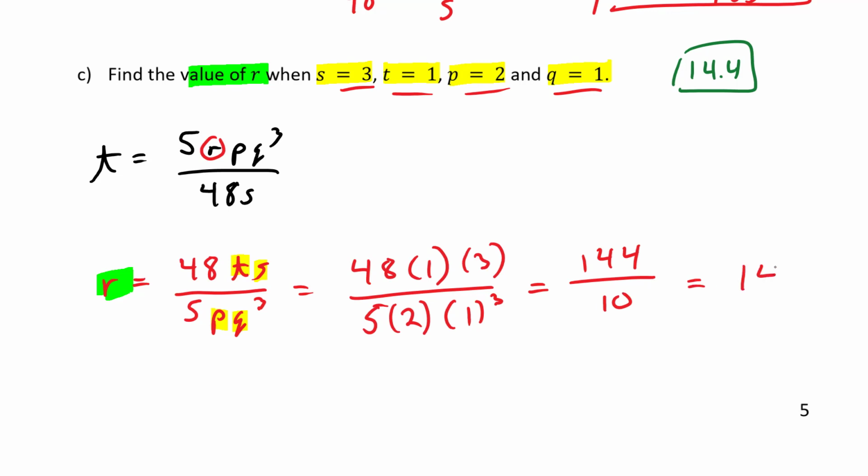Here we get 14.4. We can say these are not measured numbers. Therefore, they have an infinite number of significant digits. So our final answer here is 14.4.